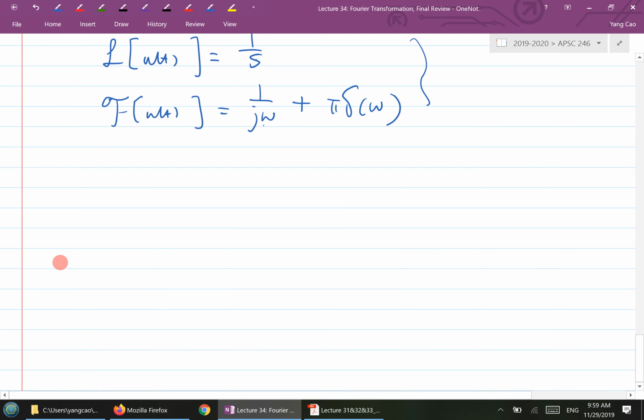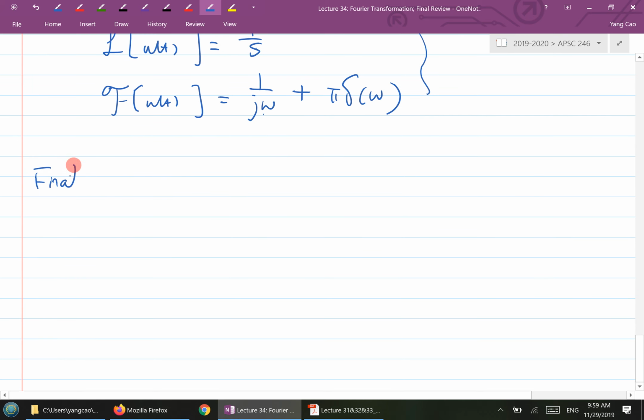So I'll make use of the rest of the time to do a final review here. I don't have that much time. I will write not as detailed as my lecture notes, but I do have separate lecture notes summarizing what we learned after the midterm. So this is just a quick recap of what we learned after the midterm.